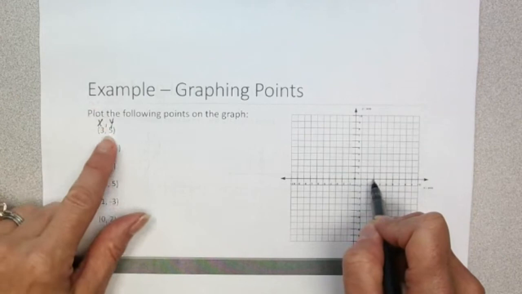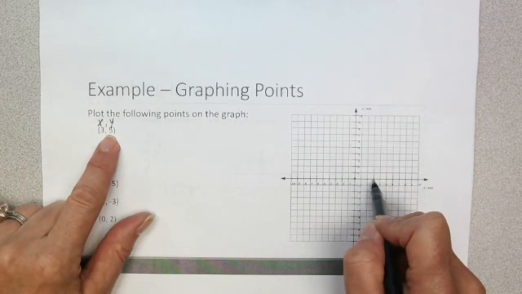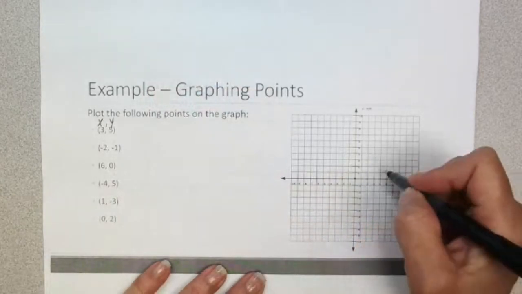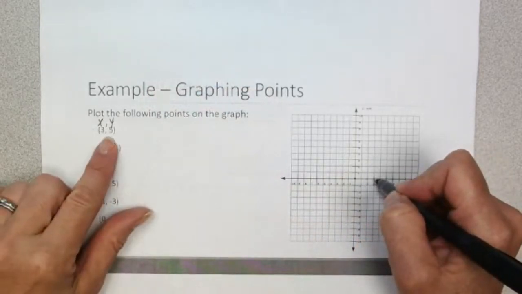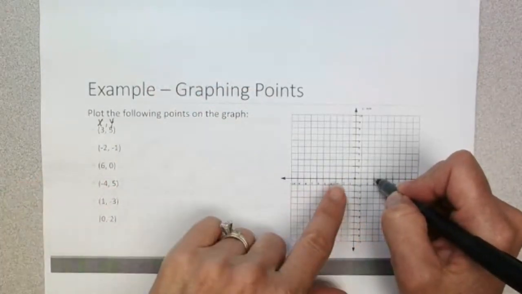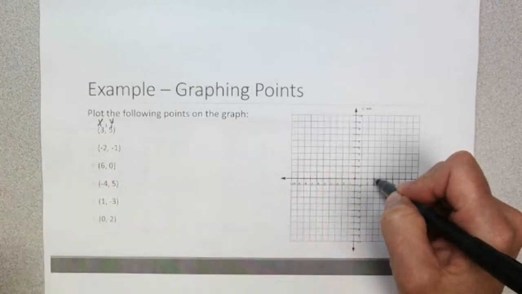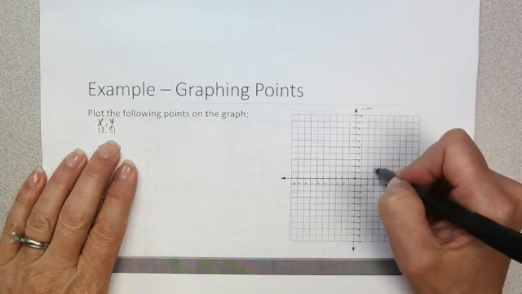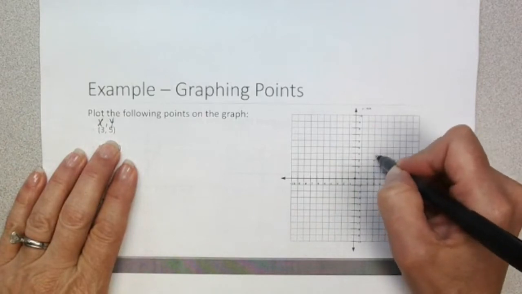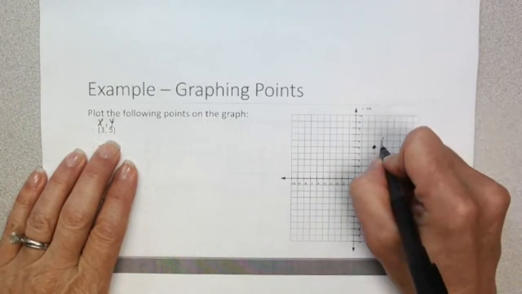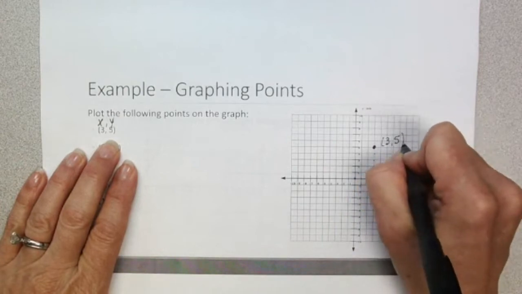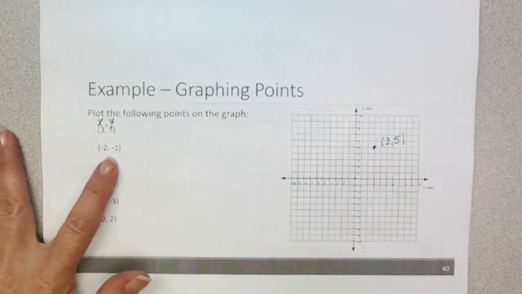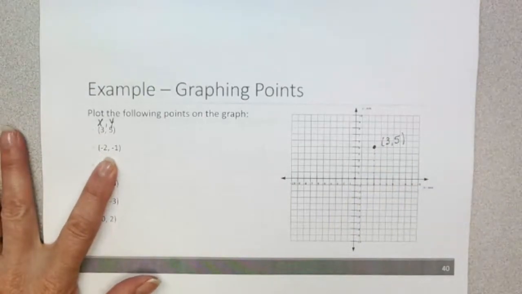1, 2, 3. The y-coordinate is 5. It's positive 5. The y-coordinate measures the vertical displacement. So we would want to count up 5 because 5 is positive and up is the positive direction vertically. So 3 right, 5 up, 1, 2, 3, 4, 5. Here's the point 3, 5. Right? When the coordinates are negative, we're going to move in the opposite direction.